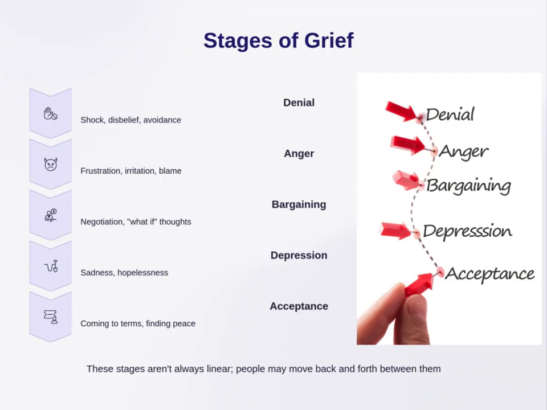These stages do not always go in this order. Some people skip some altogether. Some people move back and forth. Again, that's very individualized, but these are the stages of grief.